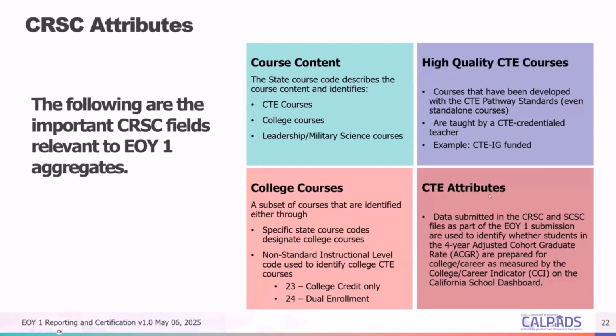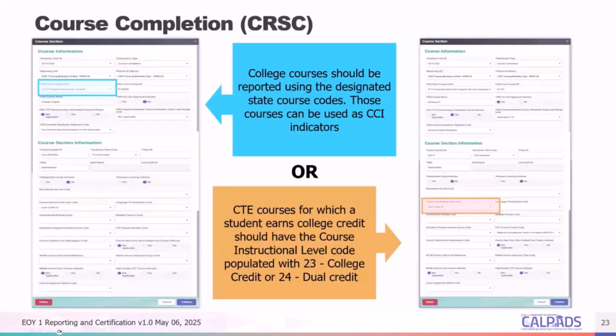And then you have your CTE attributes. So the additional fields required of CTE courses have to be reported. That's normal. Whether it's an articulated CTE course or what have you, once you use the CTE state course code, those fields have to be populated as well. And so we have the screenshot, which, I would prefer to have logged into CalPads and walked you through this, but like I said, I was having trouble with the VPN this morning.